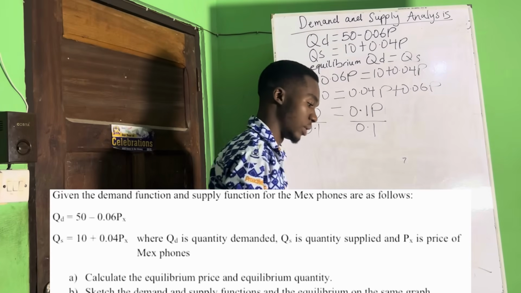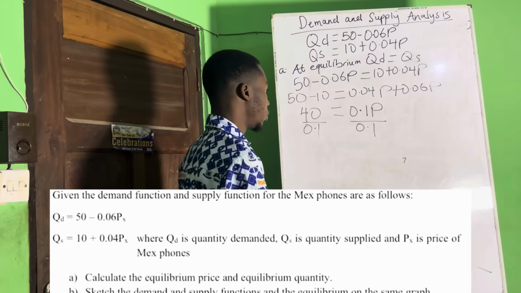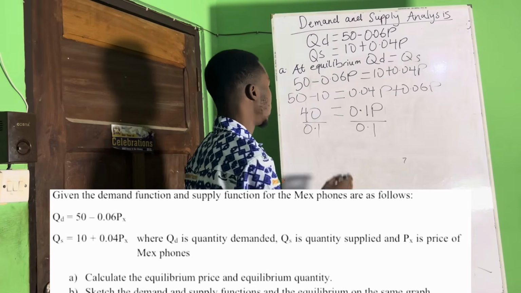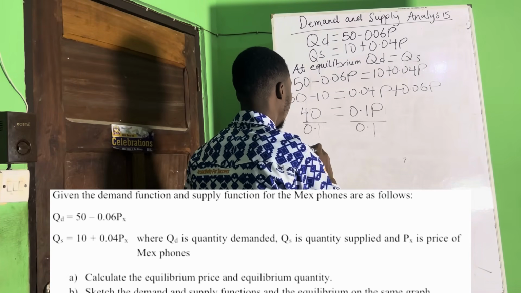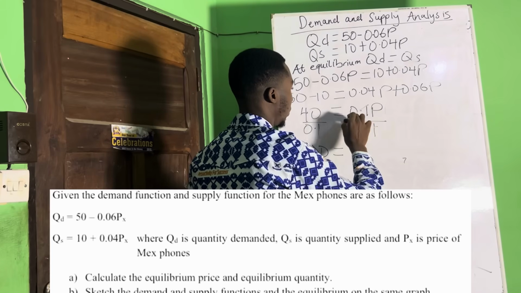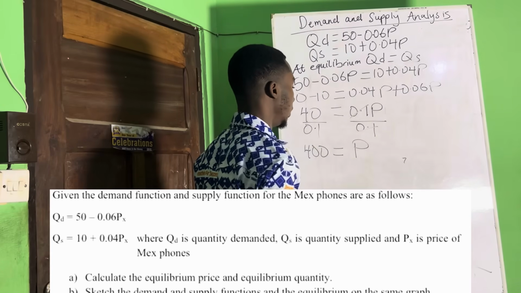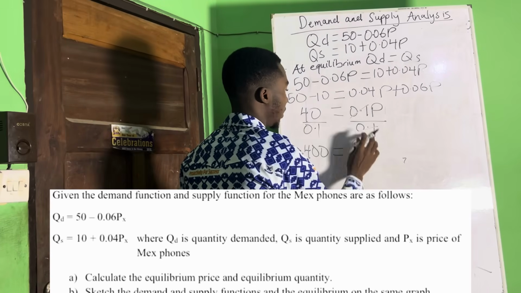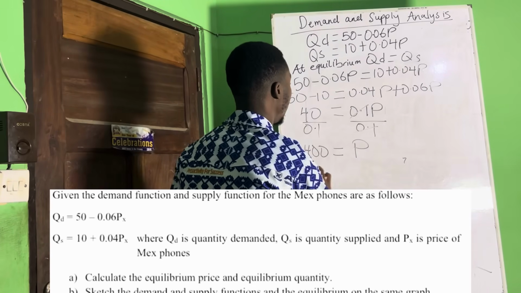So let's punch it on the calculator and see what you are getting. 40 over 0.1 is giving us 400. Then 0.1 cancels 0.1, so you are getting P. So our equilibrium price is 400. They said P is the price, so our equilibrium price is P equals 400.